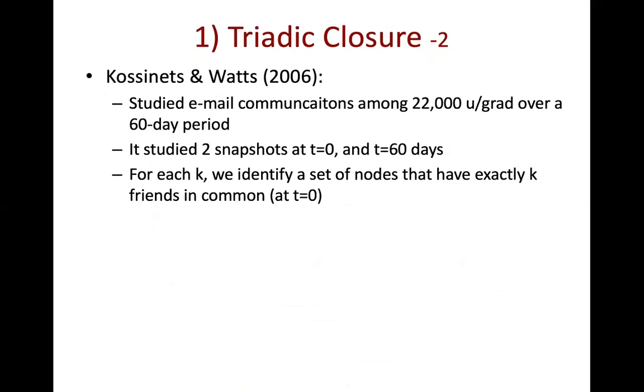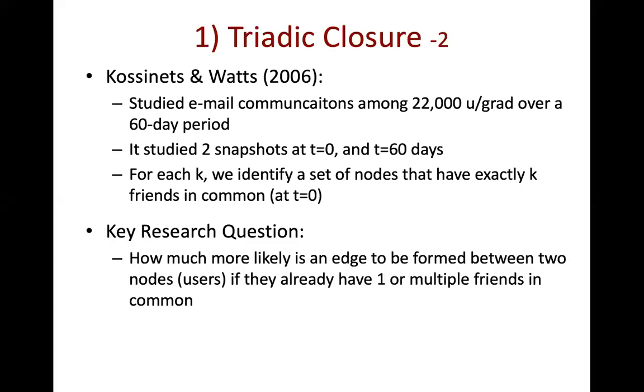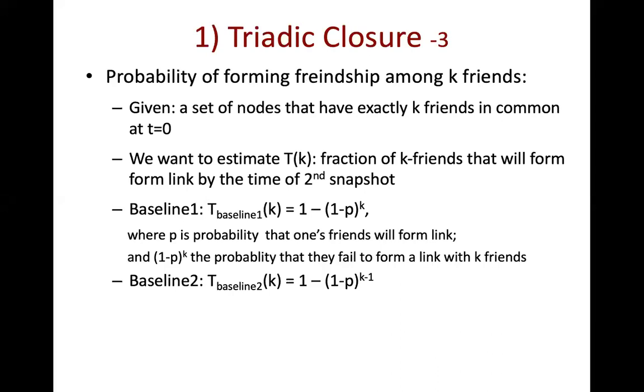Kossinets and Watts in 2006 studied email communication of about 22,000 undergrad students over a 60-day period, and they studied two snapshots, one at the beginning and one after 60 days. For each K, they identified a set of nodes that have exactly K friends in common, right? The key research question was how much more likely an edge is to be formed between two nodes if they already have one or multiple friends in common. Like, if we have one friend in common, how likely are we to make the connection?